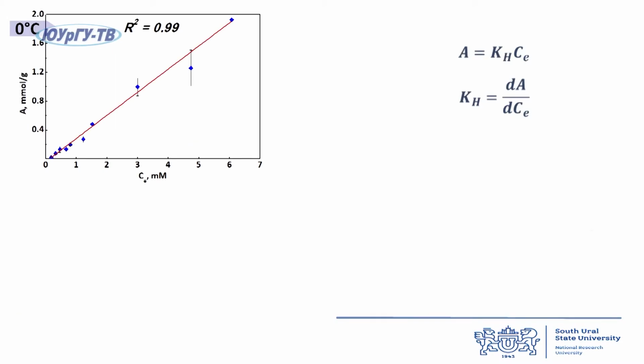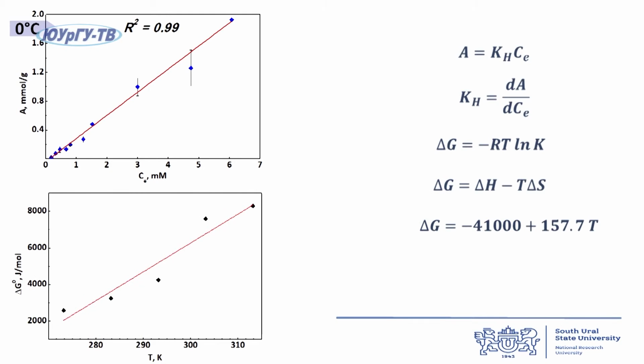The dependencies of adsorption from the equilibrium dipeptide concentration after adsorption, the adsorption isotherms, were plotted according to the obtained experimental data. The measurements of dipeptide adsorption were processed using the Henry model. The equilibrium binding constant was obtained from the slope of the dependence of dipeptide adsorption on the dipeptide equilibrium concentration. The van 't Hoff equation was used for determining the standard Gibbs free energy for each temperature.